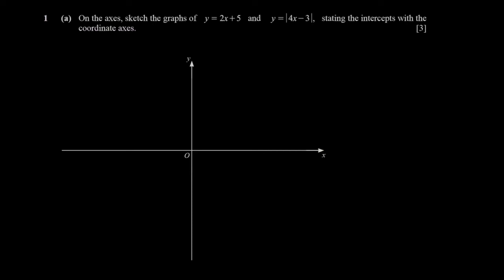All right, so here we are in question 1. On the axis, sketch the graphs of y equals 2x plus 5 and y equals mod 4x minus 3, stating the intercepts with the coordinate axes. Okay, well, I think let's just sketch each graph one by one.